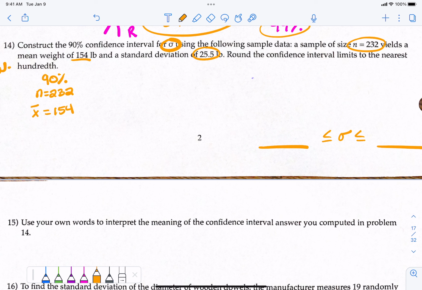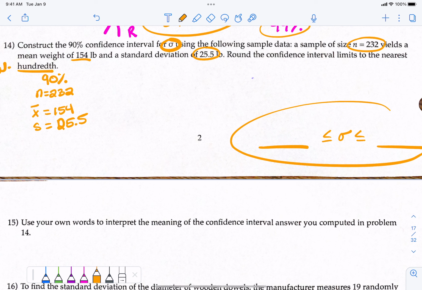Now, they don't tell me whether 25.5 is s or sigma. Which one is it? We're trying to find sigma, so that has to be s. They're saying of the sample, I suppose. 25.5 is the standard deviation of the sample, so that has to be s. Round the confidence interval limits to the nearest hundredth. That is how many decimal places? Tenths, hundredths, 2 decimals.